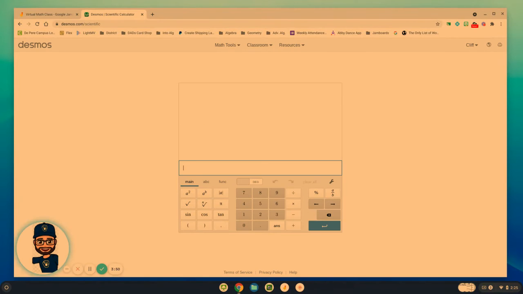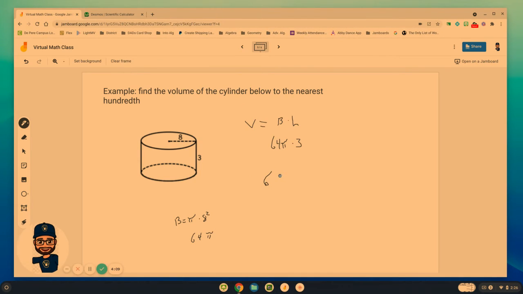64 pi times 3. So 64 pi, just type in pi, times 3. 603.1857. We're rounding to the nearest hundredth, which is this 8. The 5 after it makes it go up, so 603.19. 603.19 cubic units. So save that rounding until the very end, and you can type this into Desmos.